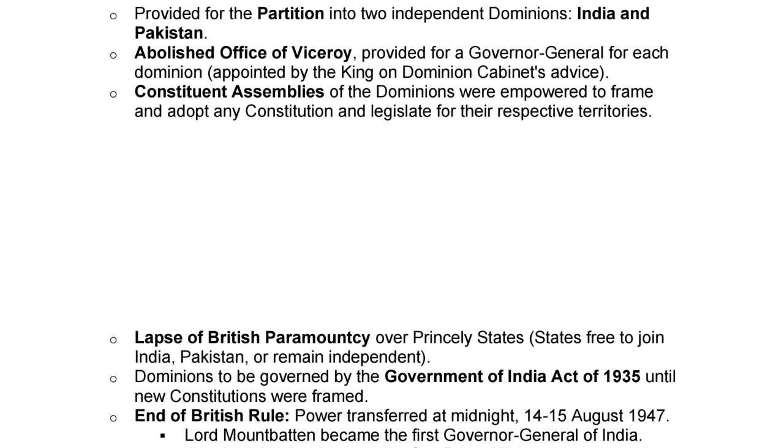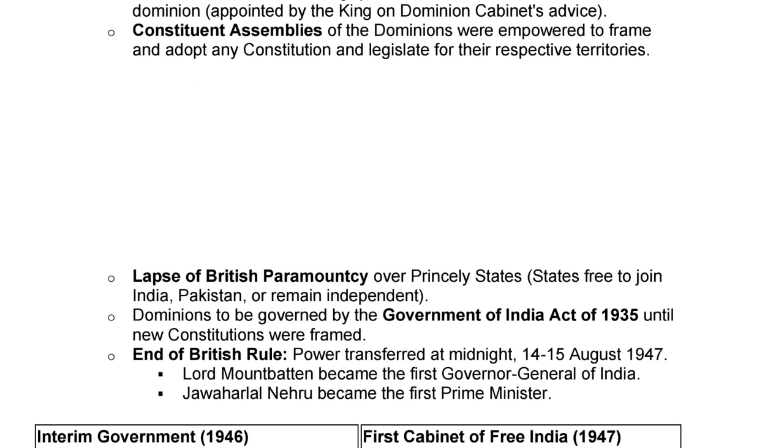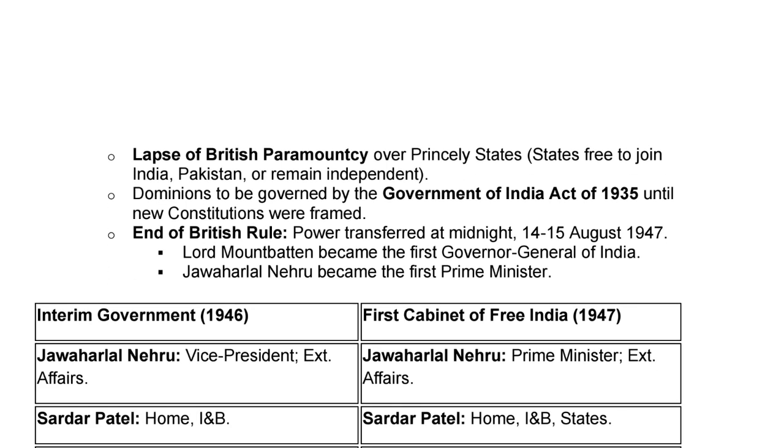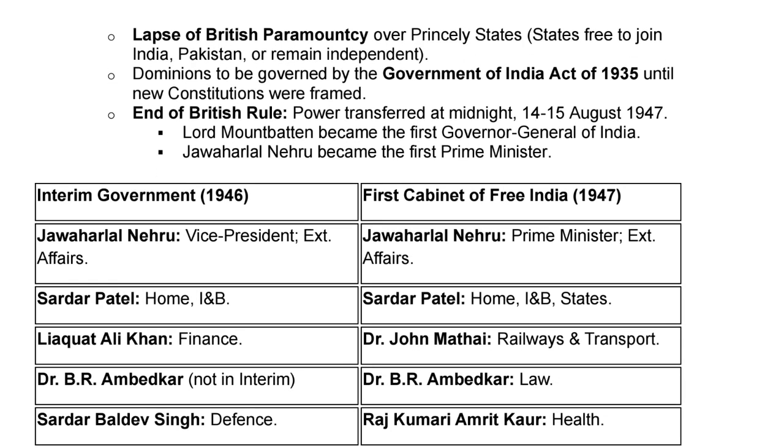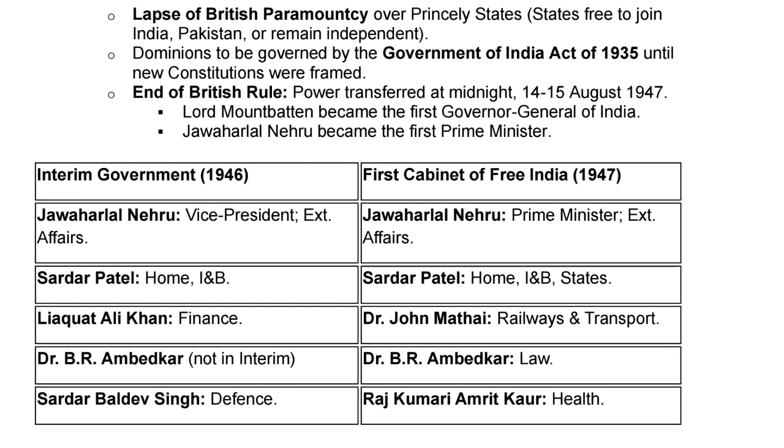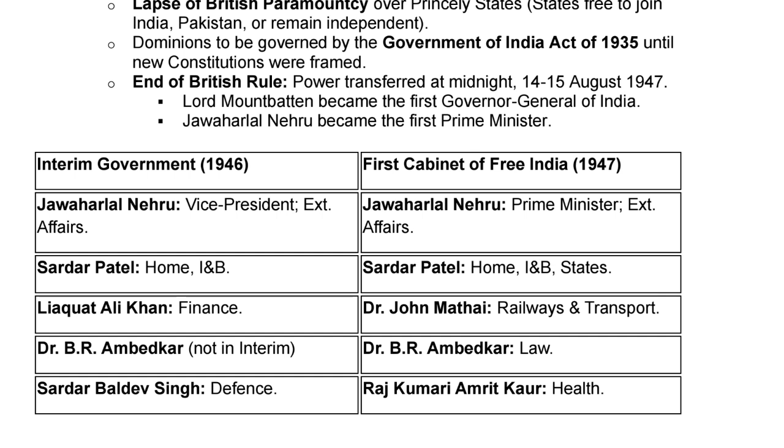Constituent assemblies of the dominions were empowered to frame and adopt any constitution and legislate for their respective territories. Lapse of British paramountcy over princely states, states free to join India, Pakistan, or remain independent. Dominions to be governed by the Government of India Act of 1935 until new constitutions were framed.